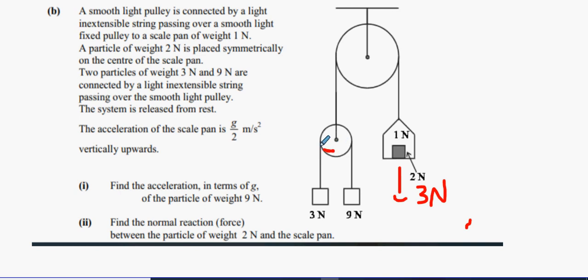Now, what about this pulley here? Does it have any weight? Where does it say that? Does it say anything about this? What does light pulley usually mean? Its weight is negligible. Basically ridiculously close to 0 in comparison. So that doesn't matter. Right?